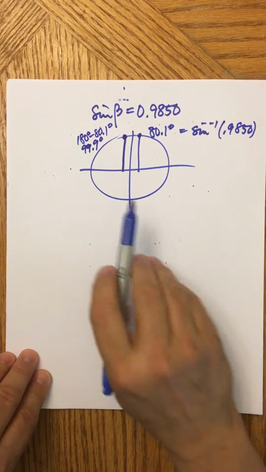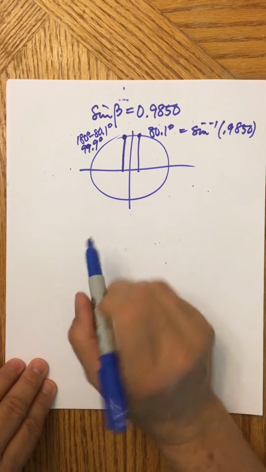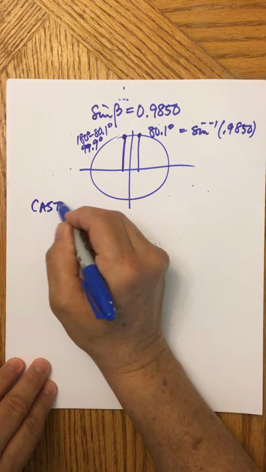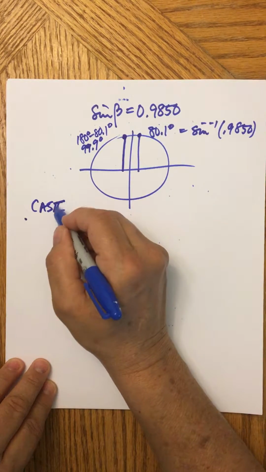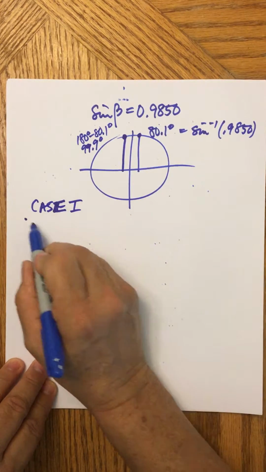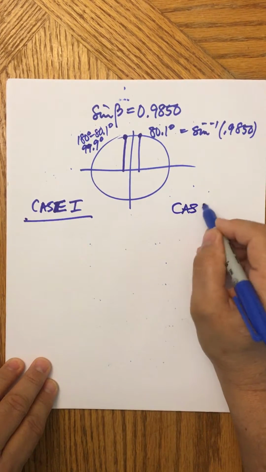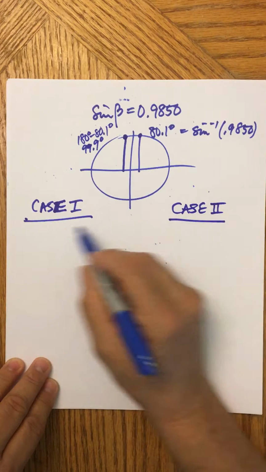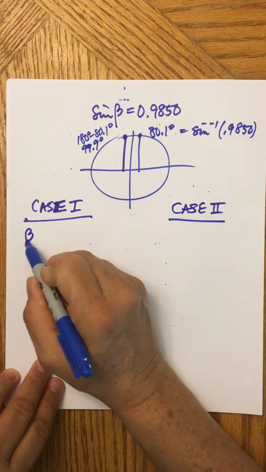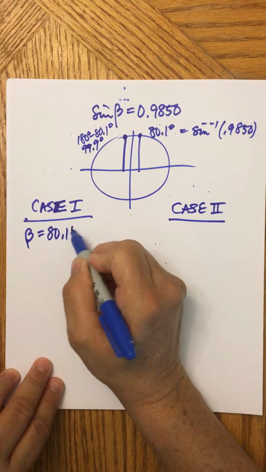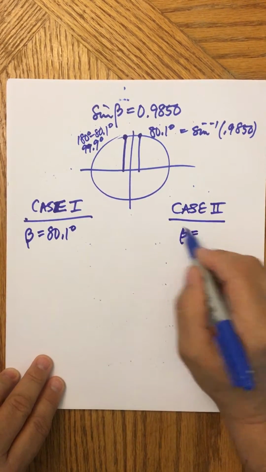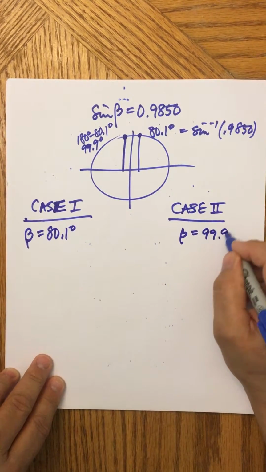Okay, so that gives rise to two cases. So you have case 1 versus case 2. You have here beta is 80.1 degrees versus beta is 99.9 degrees.